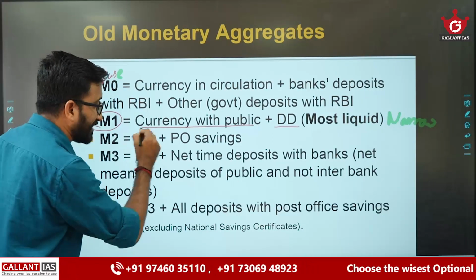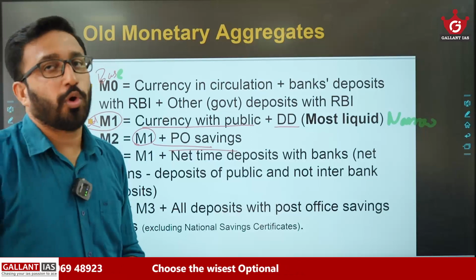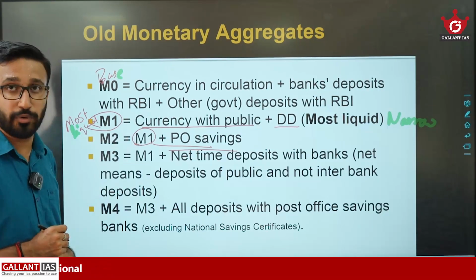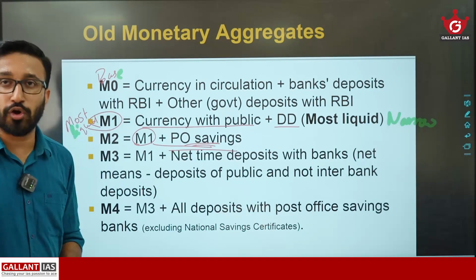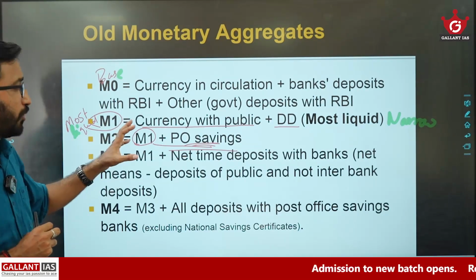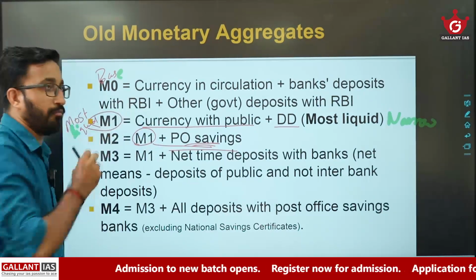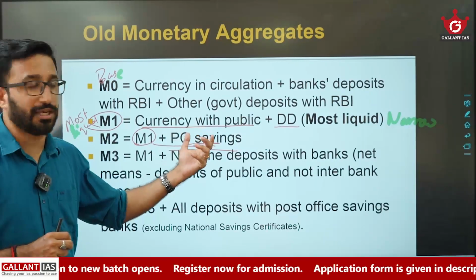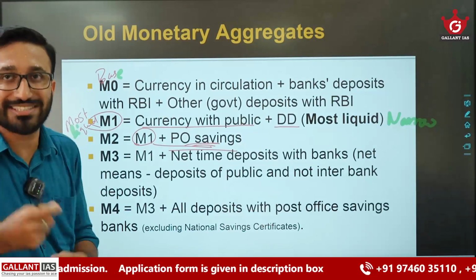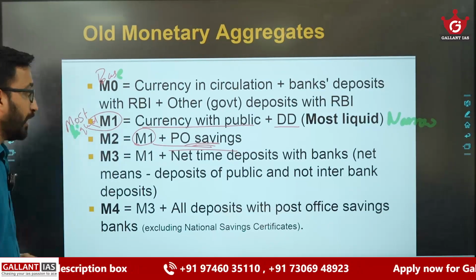M2 is M1 plus post office savings. So post office savings when added to M1 gives you M2. When you compare the liquidity of M1 and M2, post office savings is not as liquid as M1. That's why I told you M1 is the most liquid one, because the two components, currency and demand deposit, are always heavily liquid. You can easily get the money, you can easily convert it. That is what liquidity means. You can easily transact it. Okay. Then come to M3.